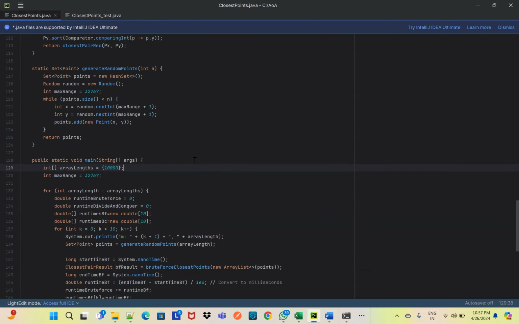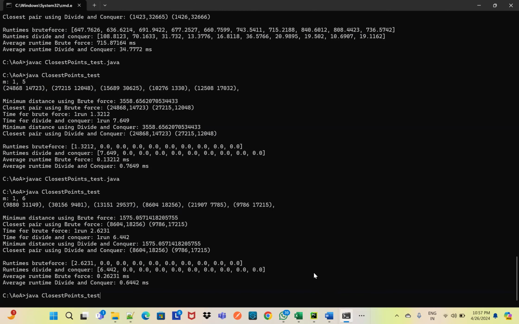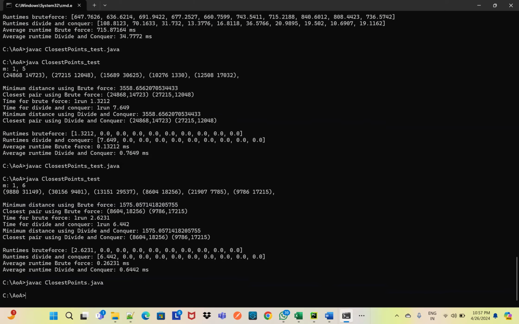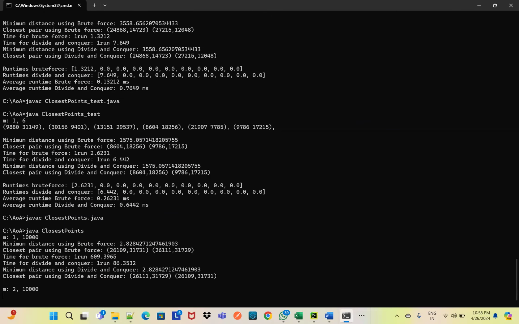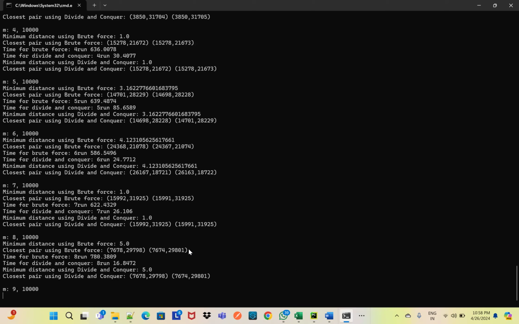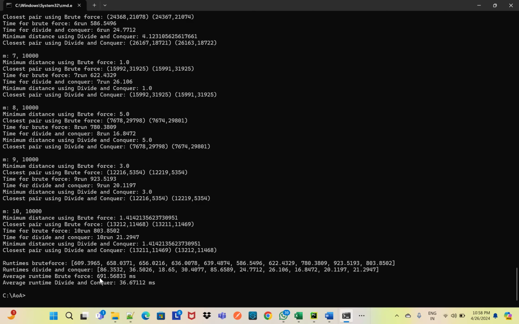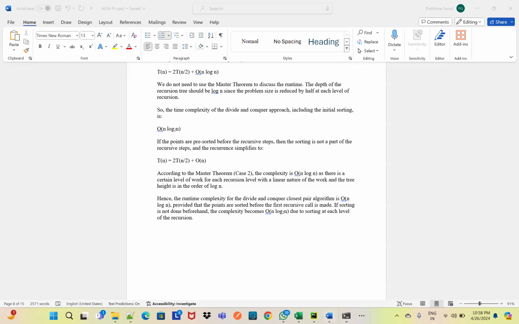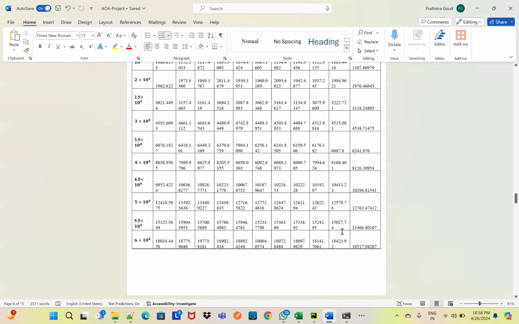Now let's calculate the average runtime for n equals 1000 with 10 iterations. We will compute the average runtimes of both approaches. Here we have calculated the average runtimes using the brute force algorithm and the divide and conquer algorithm. These are the results. Finally, the results are represented both in tabular form and also graphically.